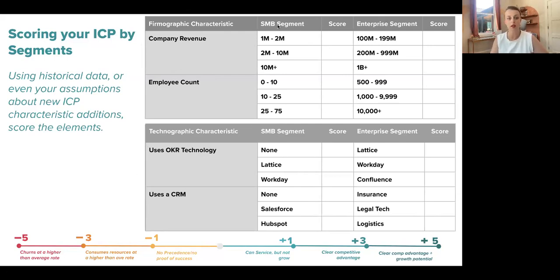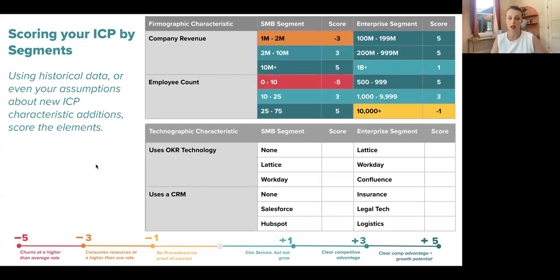We've got 2 segments, SMB and enterprise. And in this case, from a company revenue perspective, in the SMB world, our product, which we're going to pretend is a coaching product right now, an employee coaching solution, we just know that the 1 to 2 million range does not work well for us. We know that in the SMB segment, 2 to 10, it's when people are investing more in coaching of their employees, and at 10 plus, they're investing even more in coaching.